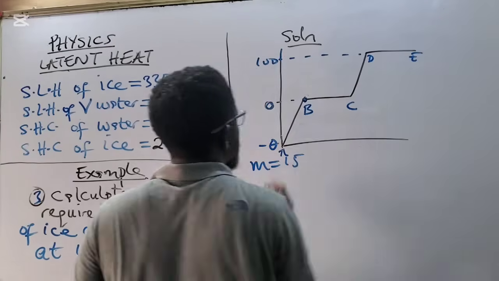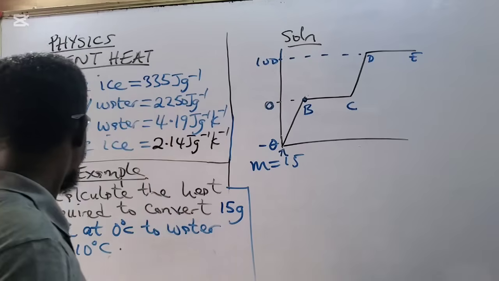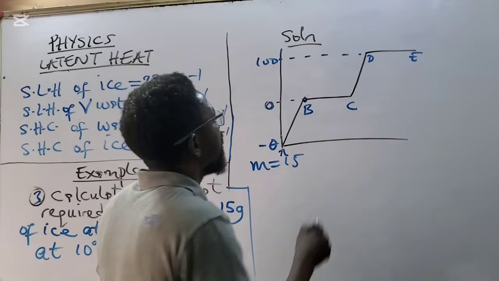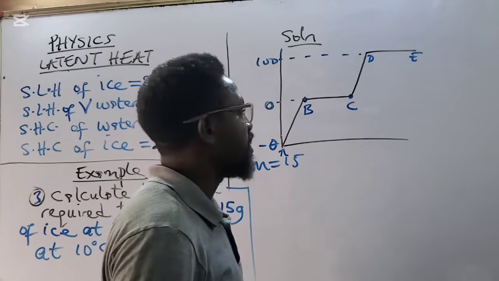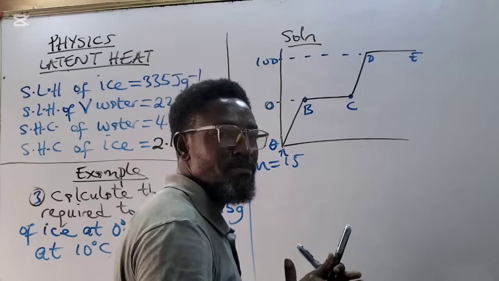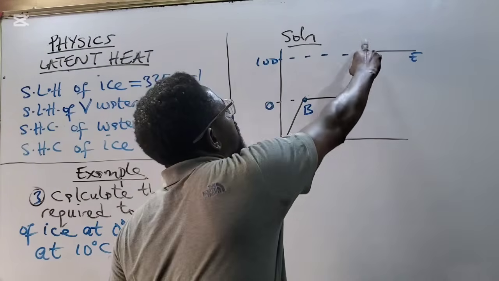Ice at 0, that's point B. So water at 0. Remember, here is water at 0. And at that point, if you continue to heat the water, the temperature is going to rise until it gets to 100.